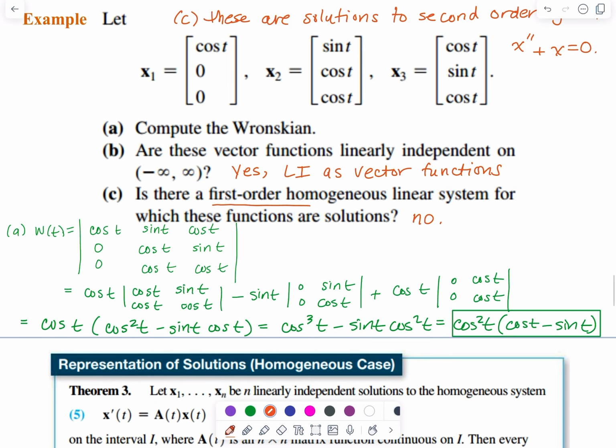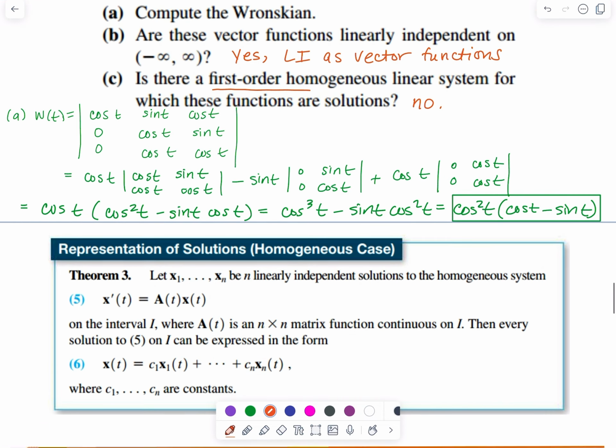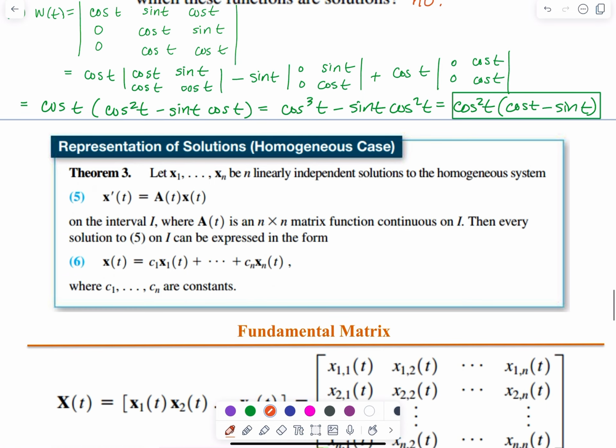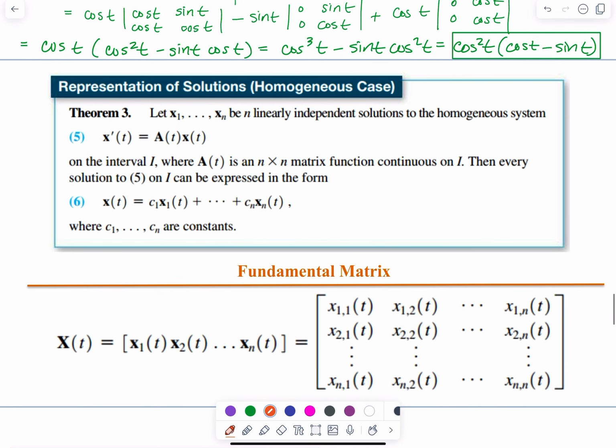Okay, how are we going to represent these solutions in the homogeneous case? As you can see, we have f of t equal to 0. And we have an n by n matrix, of course, for our A of t, and it's continuous on that interval. So every solution to this system can be written in this form. And of course, we have C1 through Cn as constants.